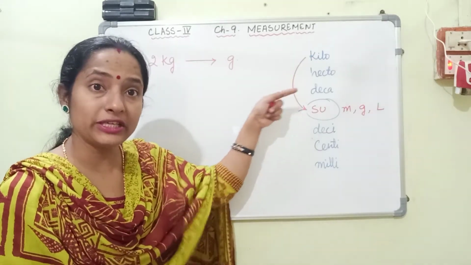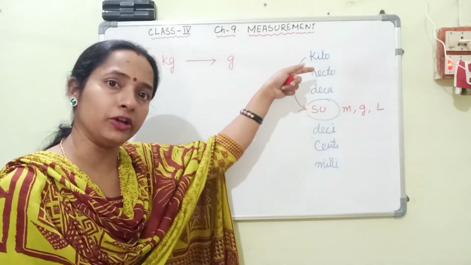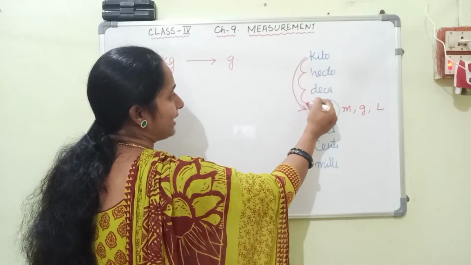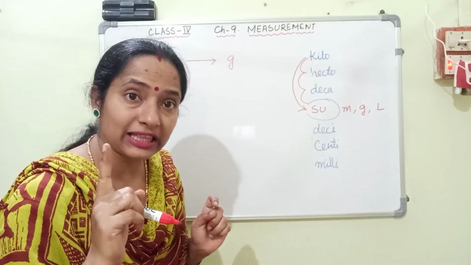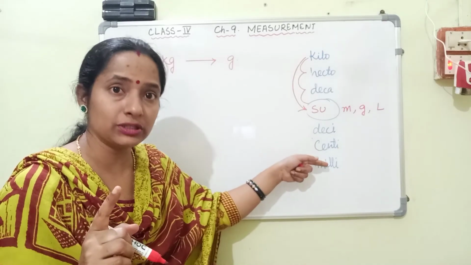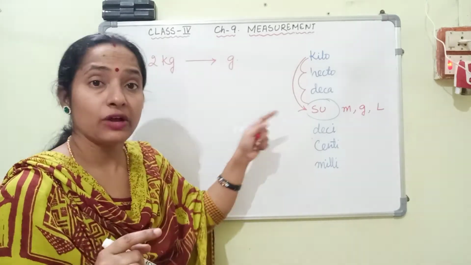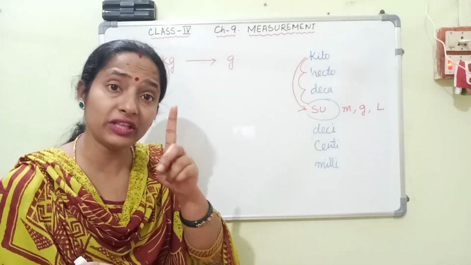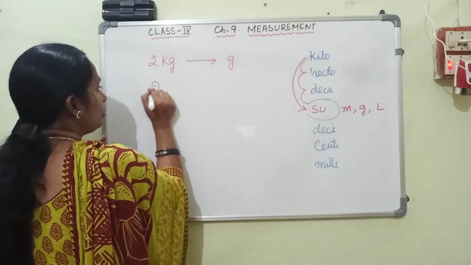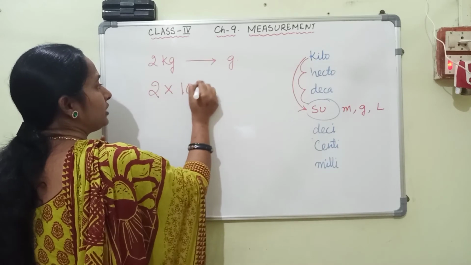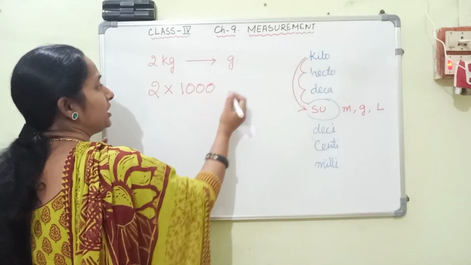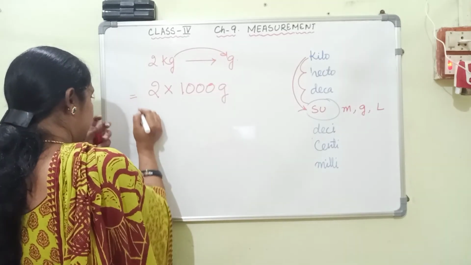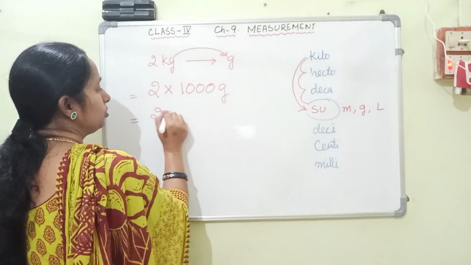With what will I multiply? Let us check how many steps we are skipping to reach from kilo to grams. I am skipping 1, 2 and 3. As I am skipping 3 steps to reach from kilo to grams, I have to multiply the value by 1 with 3 zeros. That is 2 into 1 with 3 zeros, which means 1000, and my unit changes from kg to grams, and this will be equal to 2000.